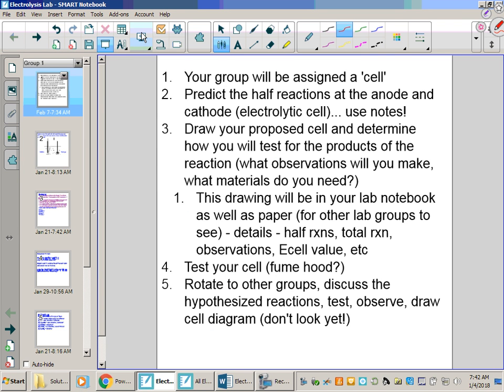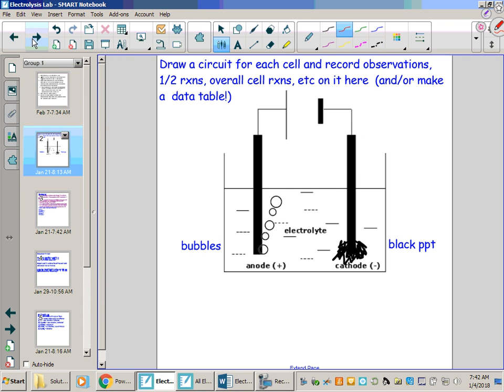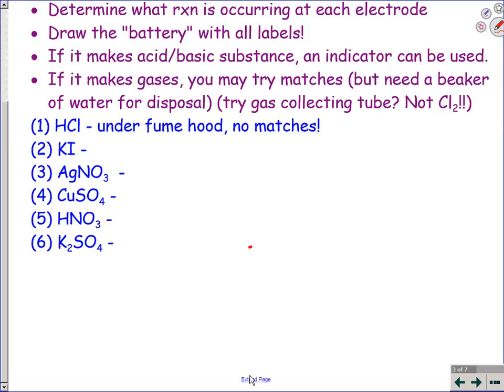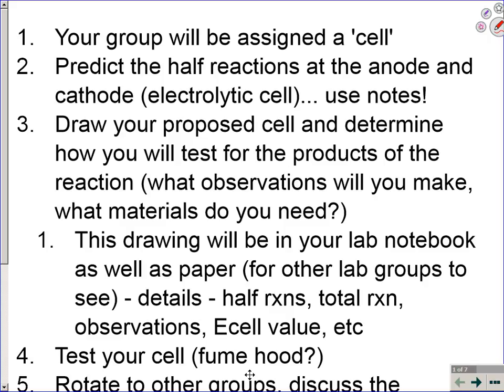So let's talk real fast about what I'm asking of you. You guys are going to have these 6 solutions, and of the 6, you're going to start with 1, and you're going to first predict what's going to happen with that solution using your priority list. You're going to draw the electrolytic cell. You're going to predict what you would observe, and then from that, you're going to set up the cell, put a battery connection to it, make a circuit, and watch for those observations. So I'll assign you one of these in a second, but write down what I'm expecting of you, okay?